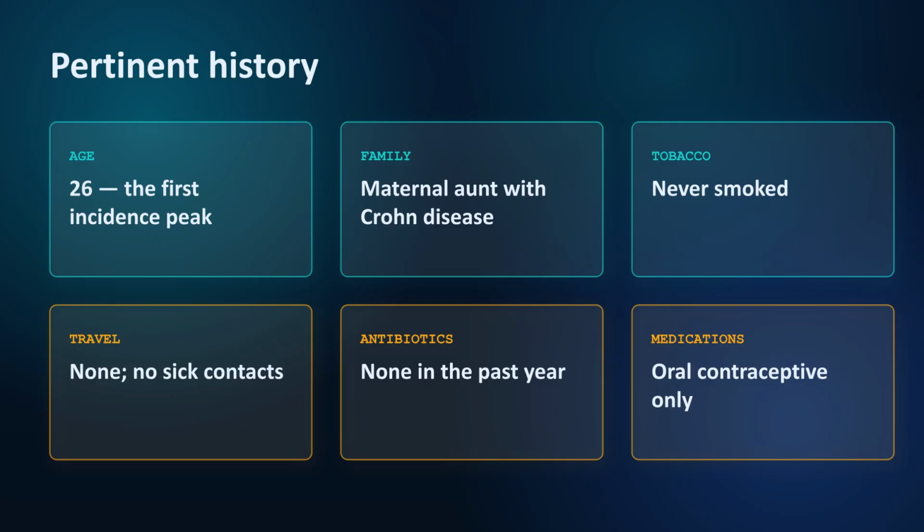Now the rest of the history. She is 26, which sits right inside the first incidence peak for inflammatory bowel disease. Her maternal aunt has Crohn disease, so there is a family history of the disease family. She has never smoked. She has not traveled and has no sick contacts. She has taken no antibiotics in the past year, which lowers the probability of C. difficile, though it does not remove it. And her only medication is an oral contraceptive. So there is no obvious infectious or drug explanation sitting in front of us. And she takes no non-steroidal anti-inflammatory drugs, which can themselves inflame the colon.